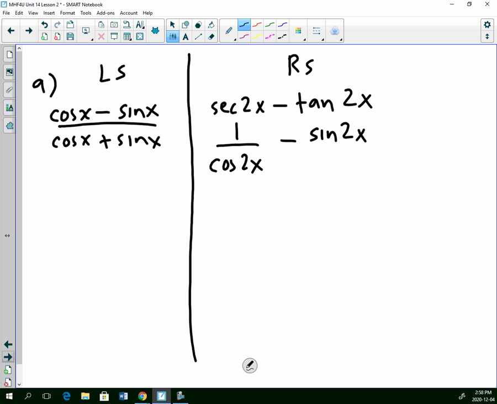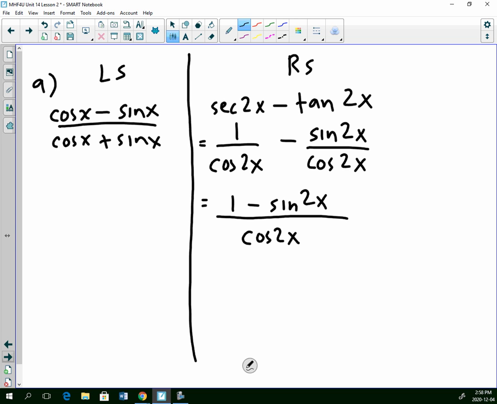And these are double angles. Okay, so I'll change those to sine and cosine. I already see that there's a common denominator, so we'll bring both terms together. And then I'll change sine 2x to 2 sine x cos x.